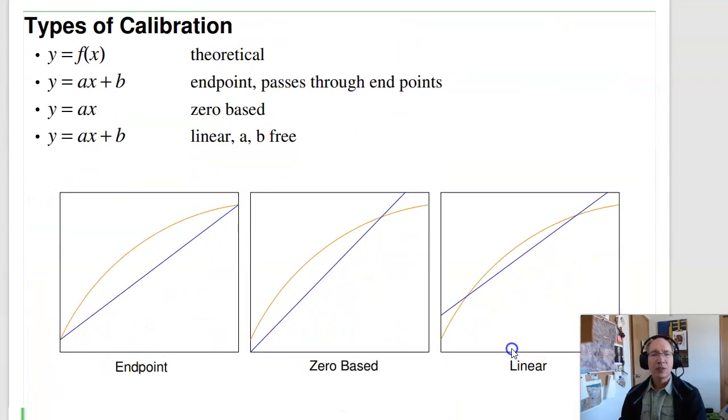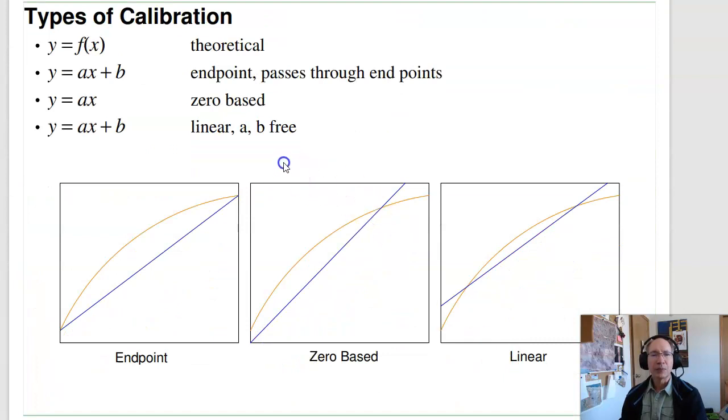So there's a couple different types of calibration. There's theoretical calibration. Given the sensor, I know the relationship between temperature and resistance. Given my circuit, I know the relationship between resistance and voltage. Going backwards, I can calculate the temperature based upon the voltage. That's theoretical calibration. Endpoint calibration is you have your actual data, the orange curve, come up with a straight line that passes through the two endpoints.